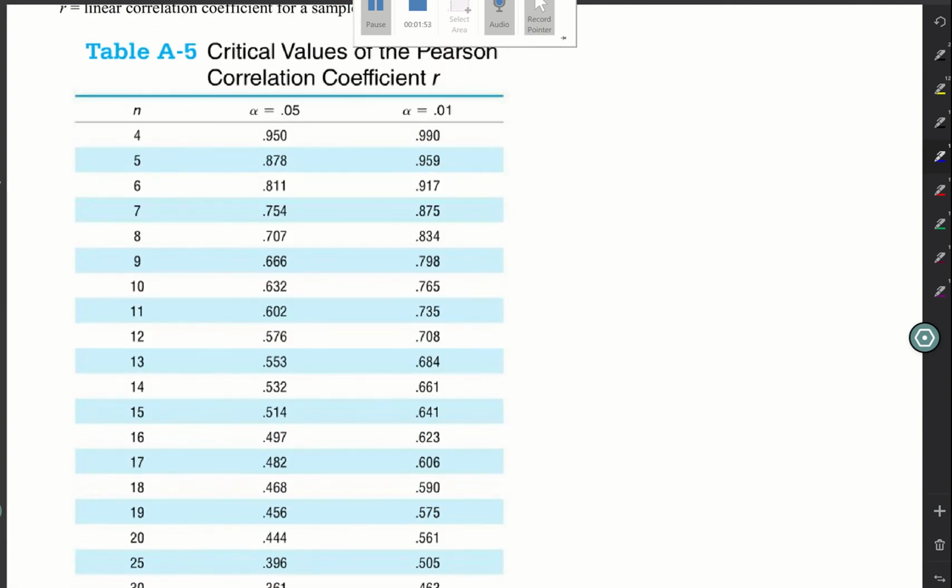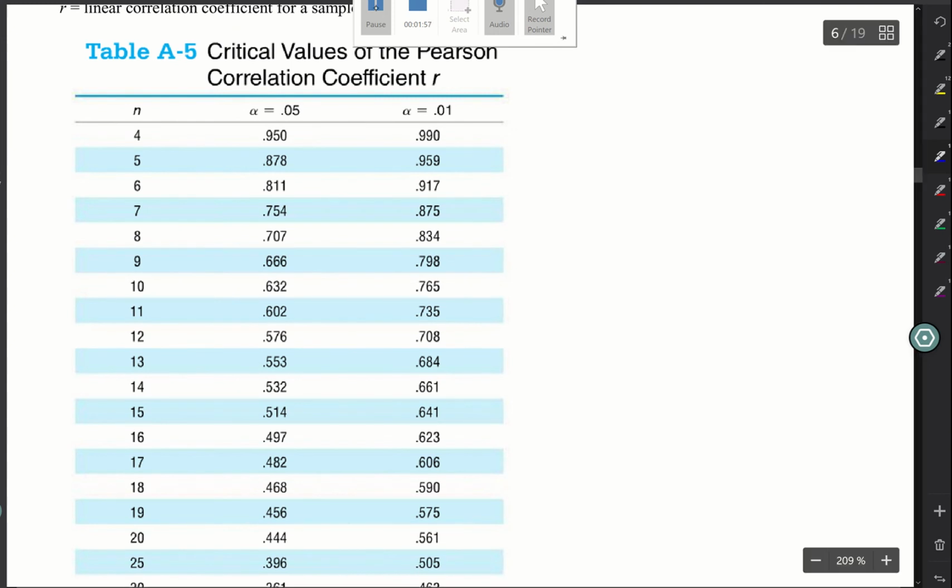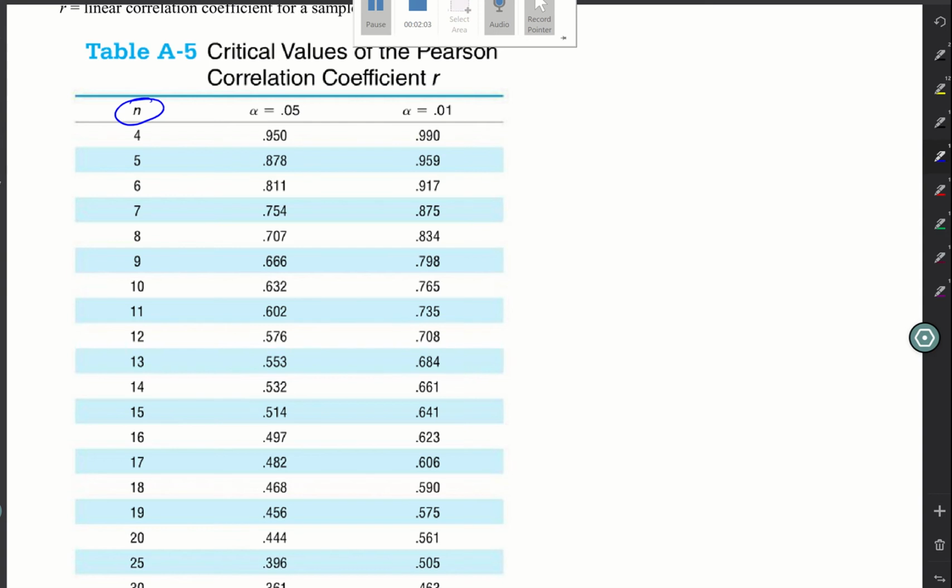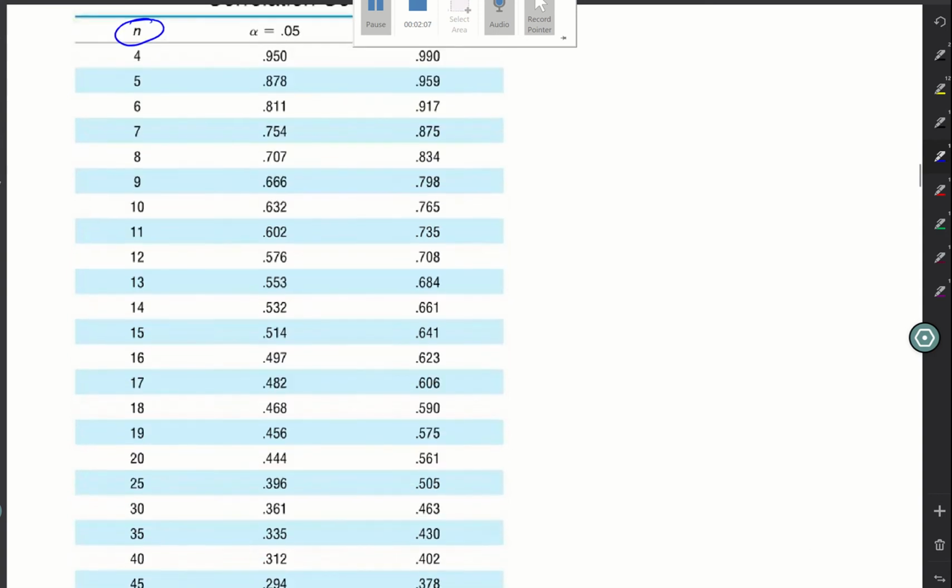I also want to point out that in our chi-squared and t-distribution, they use degrees of freedom. R actually just uses n. How many ordered pairs of data do you have? So when we're looking, we just need to bring n here and then our alpha to figure out what our critical values are.